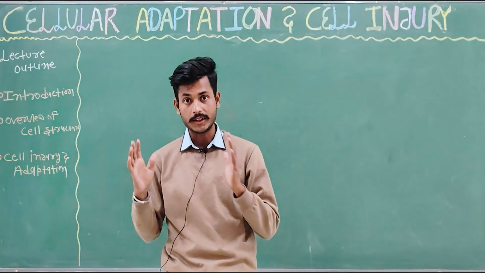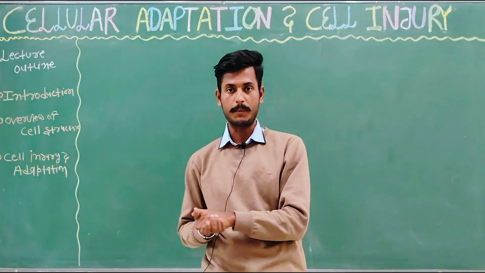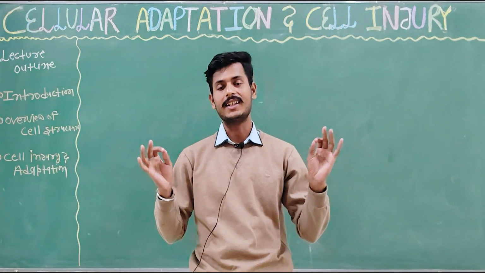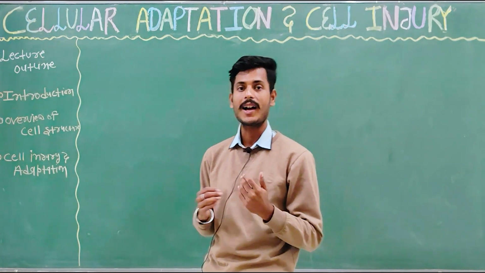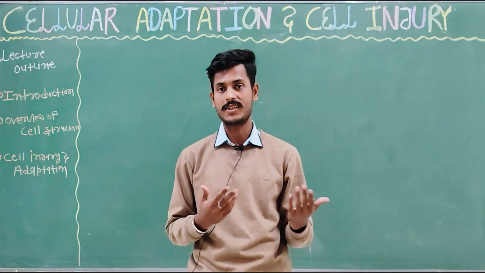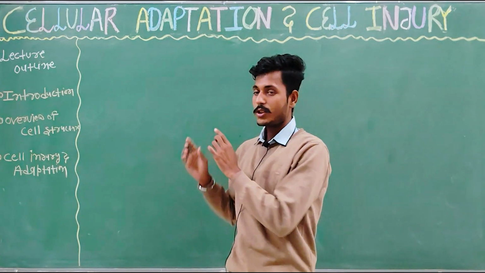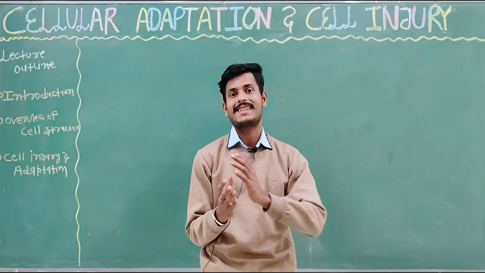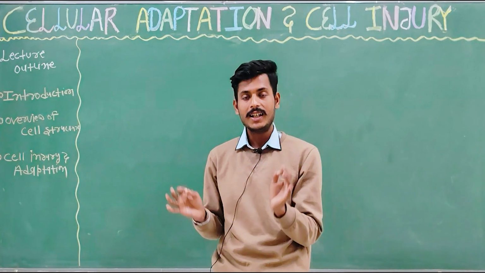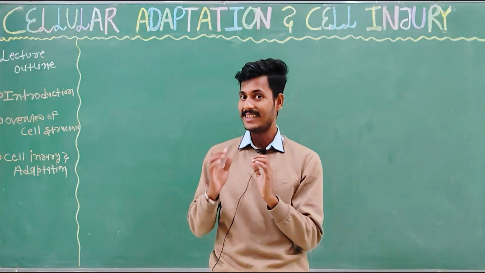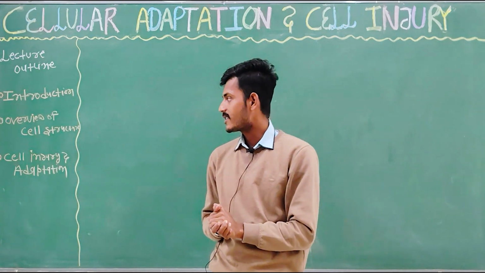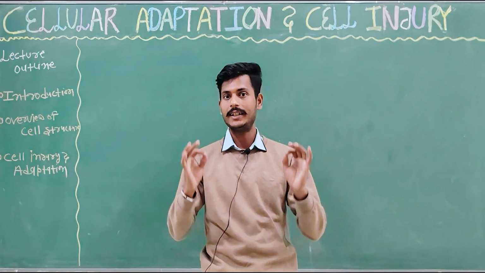First we will define the terms cellular adaptation and cell injury. Then we will also discuss an overview of cell structure. Now you may be thinking, why am I revising cytology, the study of the cell, again? Just because first you have to at least overview all the cell organelles and cell parts. If you understand all those, then you can easily understand the underlying pathology. Then we will discuss cell injury and adaptation in detail.